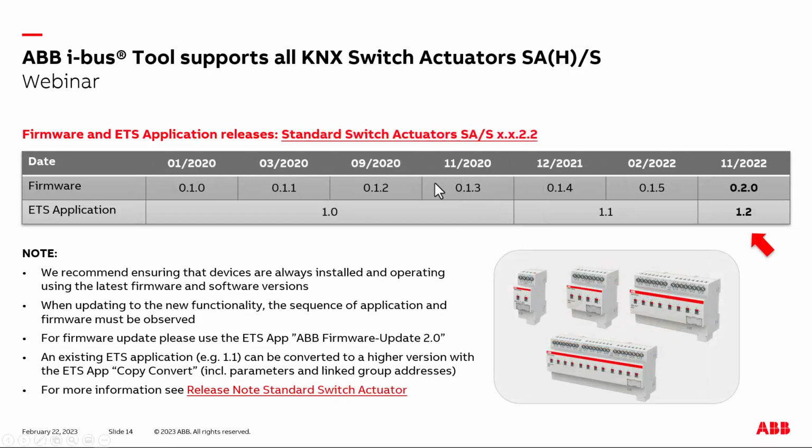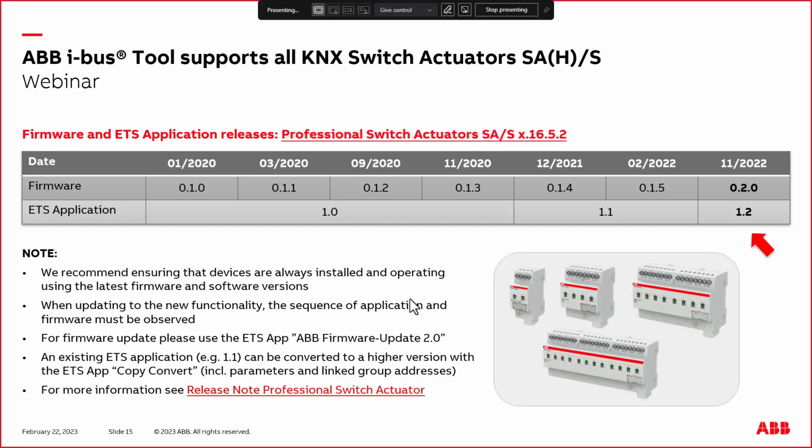On the next page we have our standard switch actuator SAS. Here we have also launched the devices with the firmware version 0.10 and ETS application, and you will see on the right side, November 2022, we launched here also the firmware version 0.20 and the ETS application 1.2. So here we have the same firmware version and ETS application like our Combi actuators. And the same words as before, we need both versions to have access via our ABB IBUS tool.